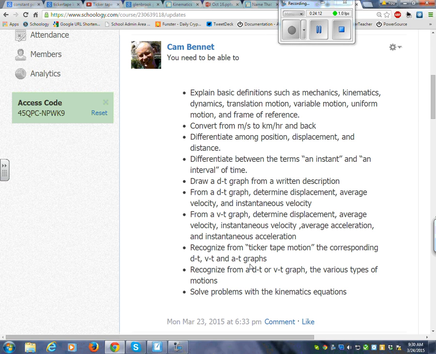Recognize from a DT or VT graph the various types of motions. What I'm talking about there are variable and uniform. Uniform motion means moving at a constant speed. Variable motion means speeding up or slowing down. Solve problems with the kinematics equations. The stuff you're doing right now. When you put it all together, I was going to say maybe it's not that much, but maybe it is quite a bit, isn't it? I guess I have it in my mind because I've done it 1,000 times.